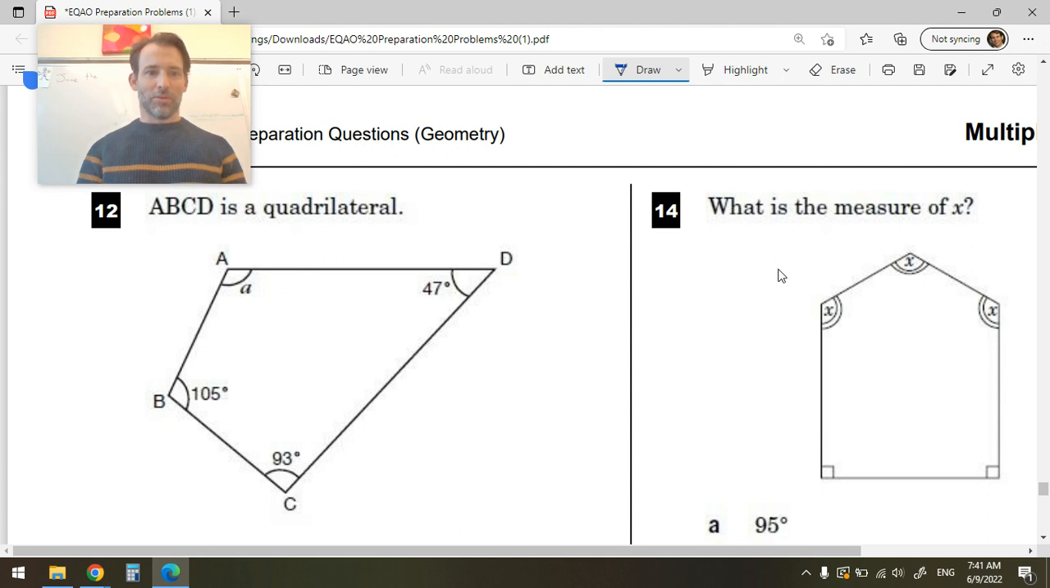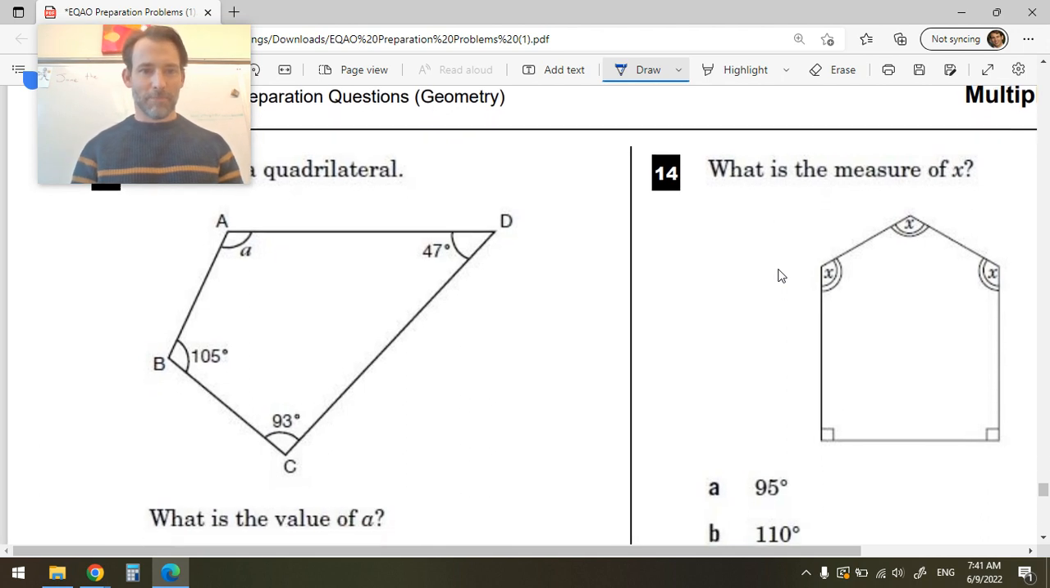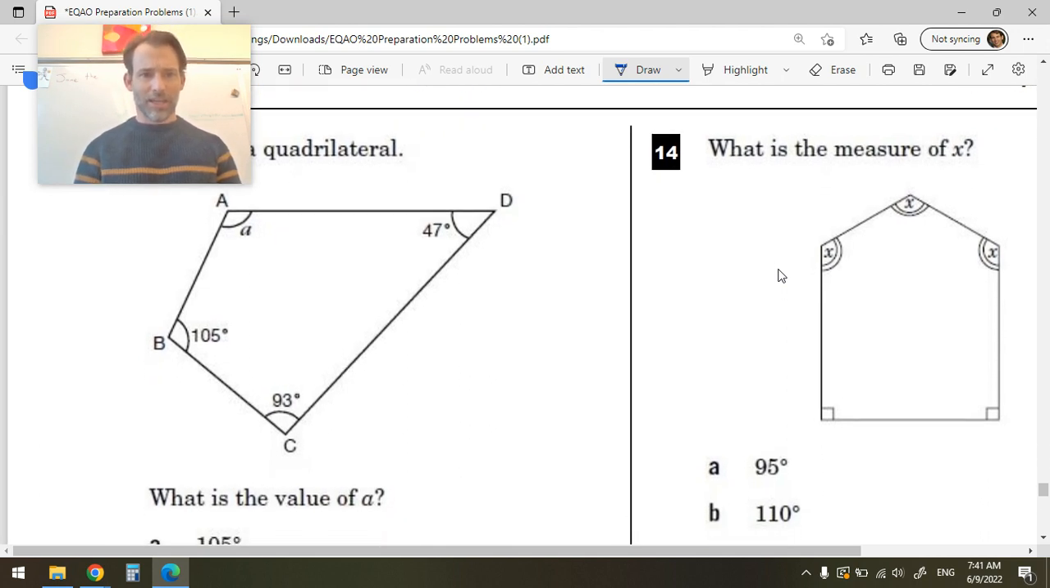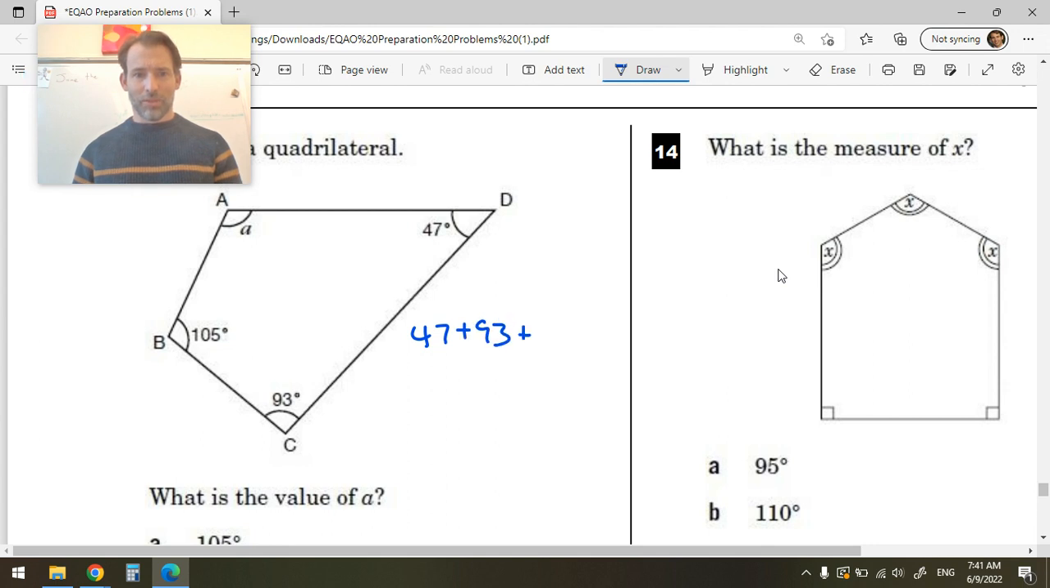ABCD is a quadrilateral. Well, how wonderful for ABCD. Now we want to find A. Oh, well, this one, you just have to add them up and find it. So 47 plus 93 plus 105 plus A. Don't forget A. He's what we want to find. All of that equals 360.